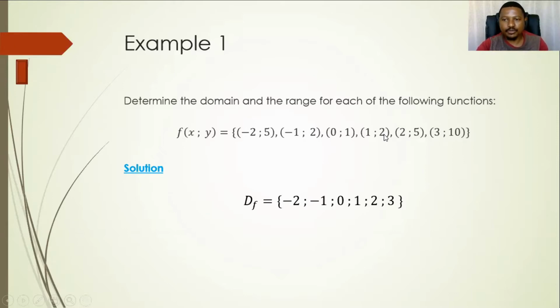So you are supposed to already identify what type of relation or function this is, one-to-one or many-to-one. Of course, this one is a many-to-one. We have many x values mapped to one y value. So it is not a problem.